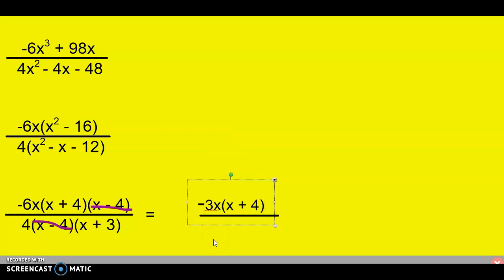On bottom, we're left with a factored form of the 4 divides by 2, giving us a 2. And let's make this all match up nice. So I got to mess with my sizing a little bit here. So we end up with a 2 times x plus 3 as our final form of our answer. So our answer ends up being negative 3x times x plus 4 over 2 times x plus 3.